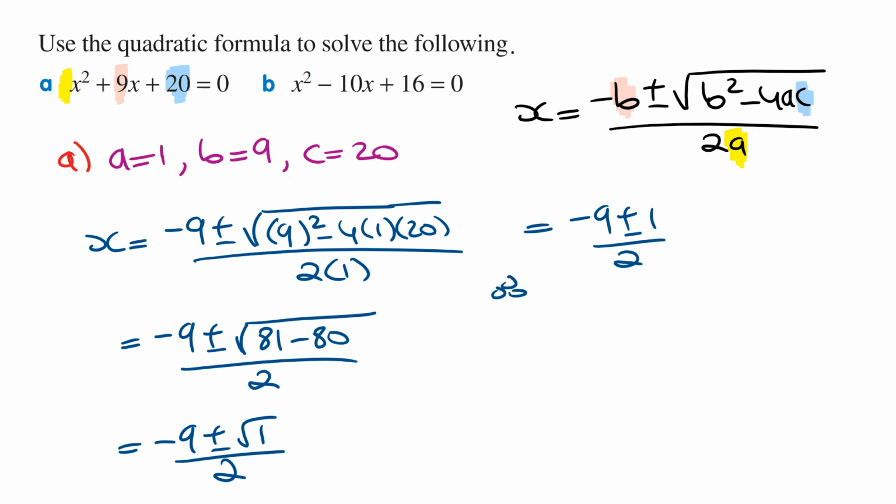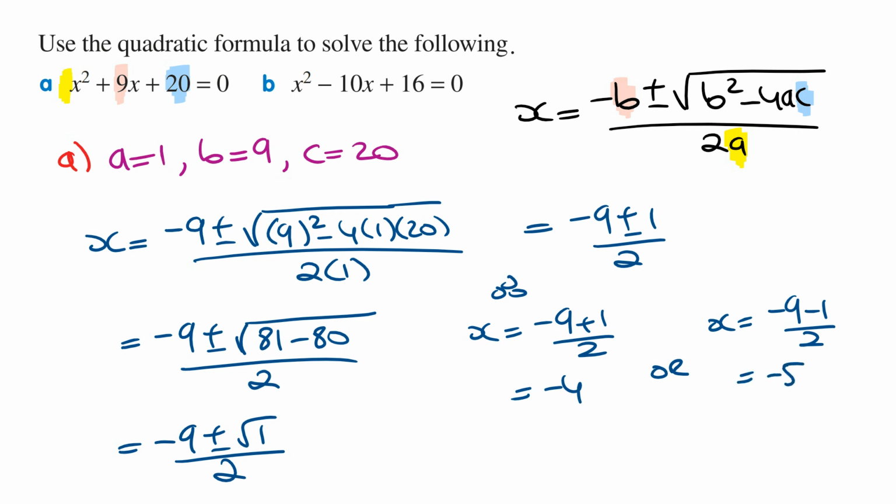And so therefore, x is going to equal minus 9 plus 1 divided by 2, which is going to be minus 8 divided by 2, which is equal to minus 4. Or x is going to equal minus 9 minus 1 divided by 2, which is going to be minus 10 divided by 2, which is equal to minus 5. And so the solutions to part A is going to be x is equal to minus 4 and x is equal to minus 5.